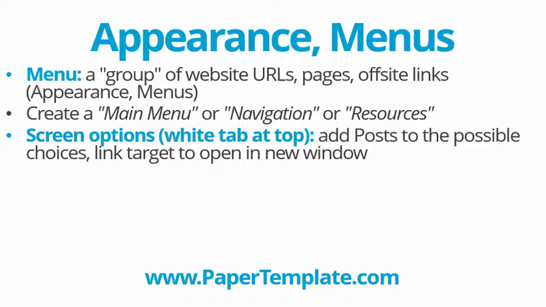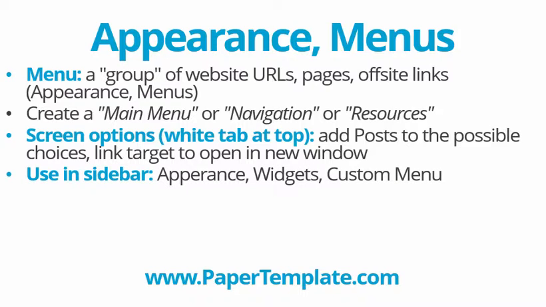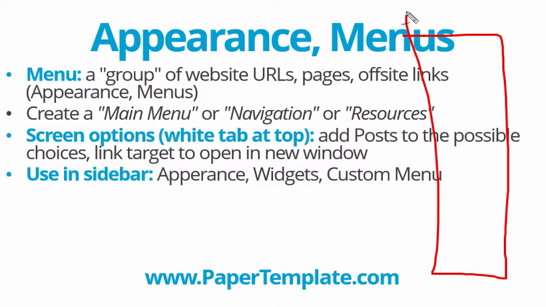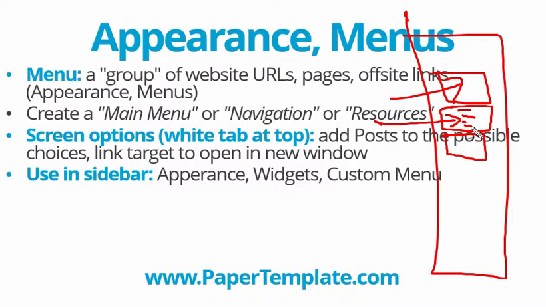So Appearance Menus is where we go and assemble the menu, and then there are two ways to use it. In the sidebar, you go to Appearance Widgets, and the widget is called a custom menu. I'll show you that too, but basically you have a WordPress sidebar, and then you have boxes within that sidebar, and these boxes are called widgets. So you can drag in a search box, you can drag in a menu here, which is a list of links on the sidebar. You can put a login, log out button on your page, things like that.